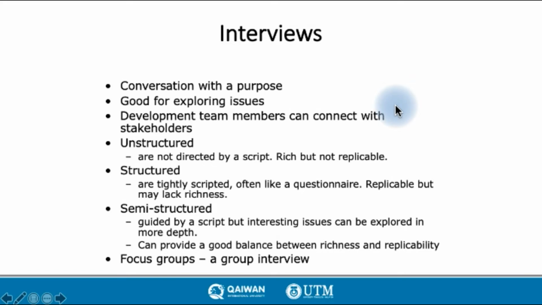But structured, usually you will come out with some questions based on the problem that you identify and you're trying to solve, and then you try to ask the users. It's kind of good, but it will give limited answers, because basically the users or the customers will answer all the questions that you ask them. They cannot tell you what else they want. But the semi-structured, which is kind of good, is both.